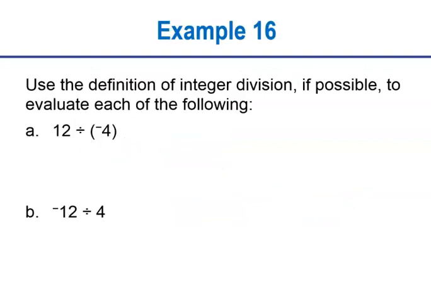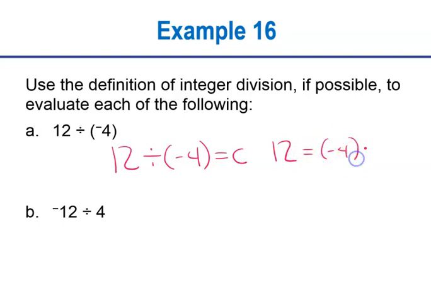So we're supposed to use the definition of integer division, if possible, to evaluate each of the following. So 12 divided by negative 4. Now you may know the answer to that, but what we're supposed to consider is that, let's just say 12 divided by negative 4 equals c. Then if we use our definition, we could say 12 is equal to negative 4 times c. Now what would c need to be for that to happen? C would be negative 3, which means my answer to this problem is negative 3.